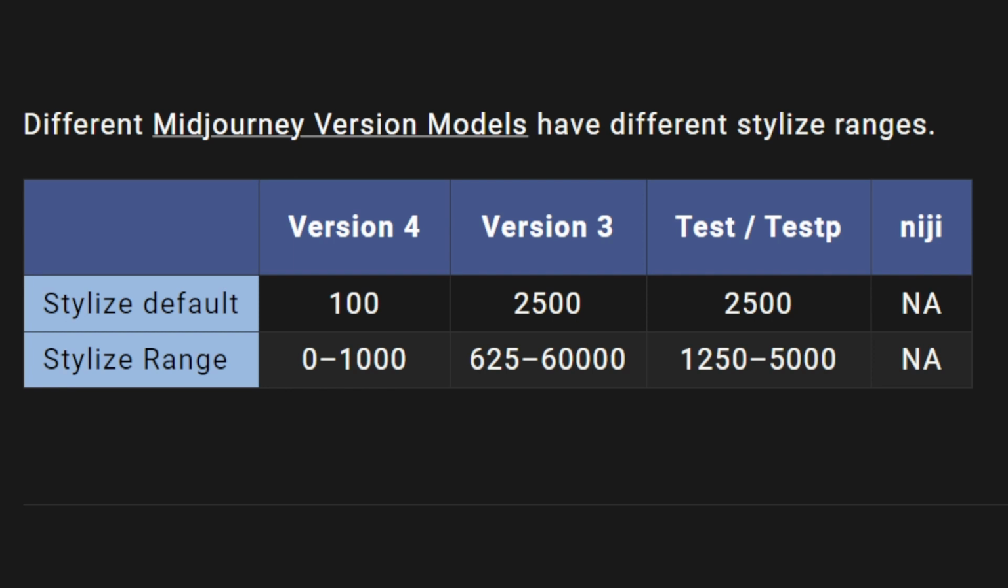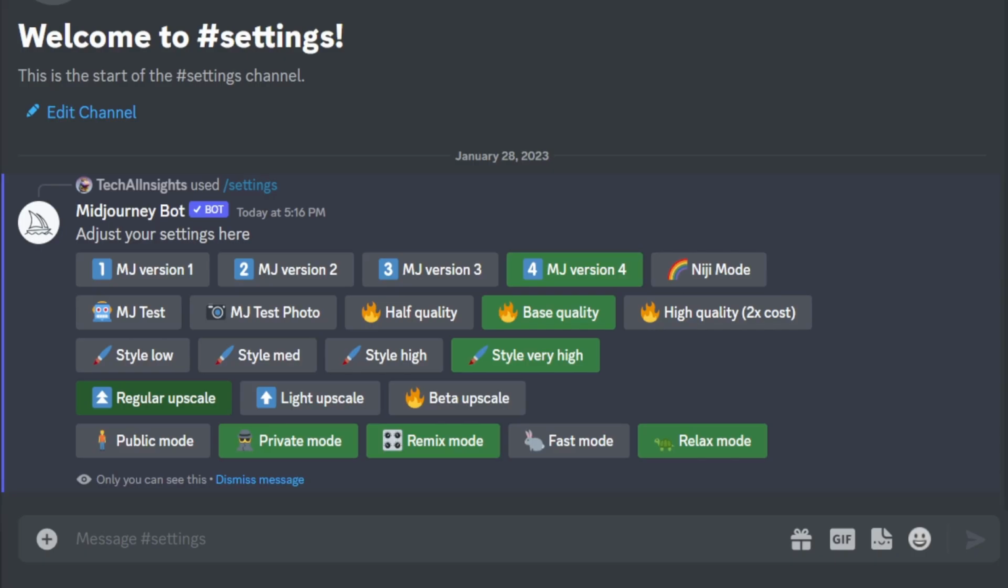All right, let's go down here to the upscales. I've done another video on upscaling. I'll link that down below as well. The first feature toggled is regular upscale. This is the standard upscale that you'll get when you hit the U option under your image. The next two features are light upscale and beta upscale.